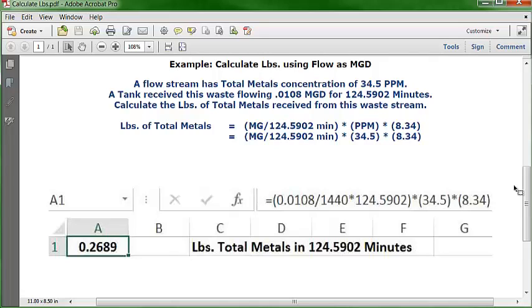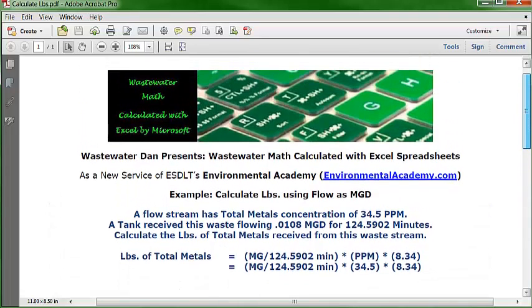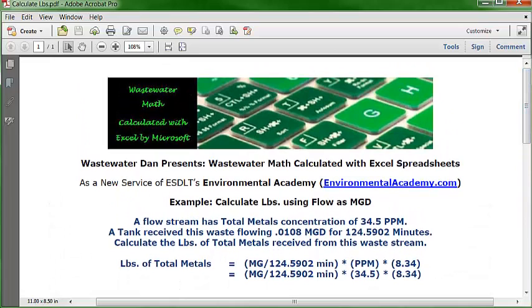0.2689 pounds is received in this tank with the flow of 0.0108 MGD for 124.5902 minutes. And so that's the answer. That's the calculation.